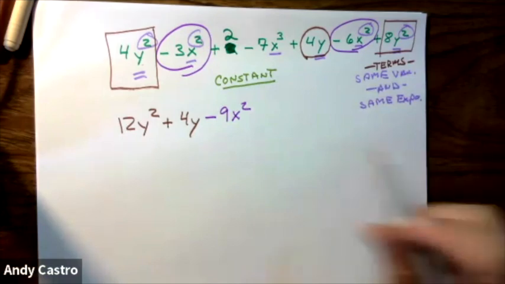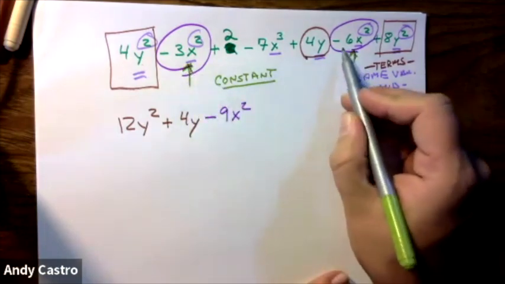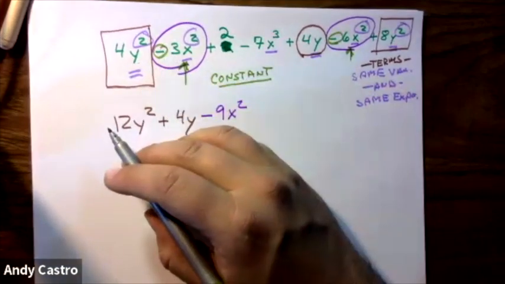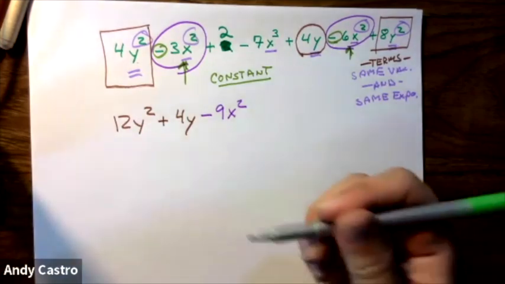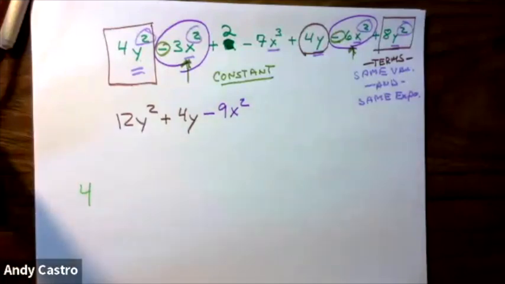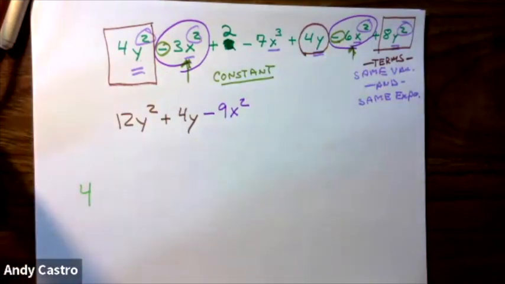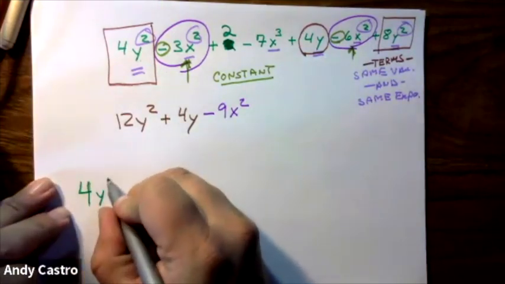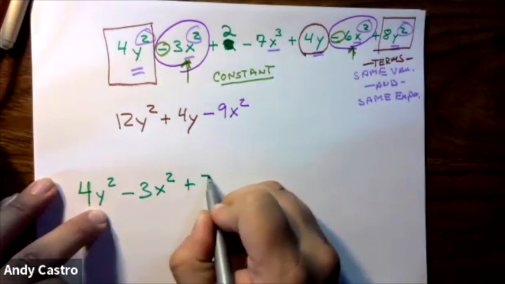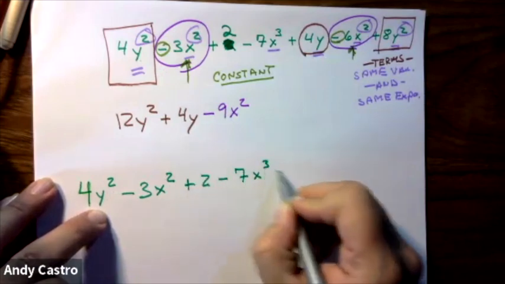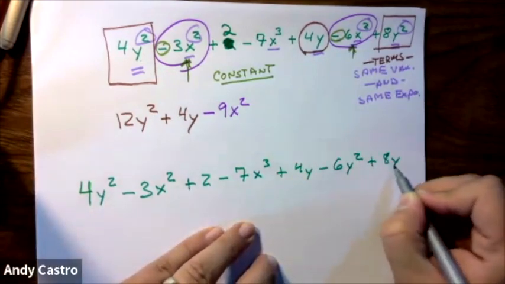All right, somebody asked me, do they both have to be negative? I'm assuming you're talking about these negatives in front of there. Is that what you're talking about? Go ahead and message me again. Okay. So, this is where I made them negative when I first wrote out the problem. Let me do this. When I wrote it out originally, 4y squared minus 3x squared plus 2 minus 7x cubed plus 4y minus 6x squared plus 8y squared.